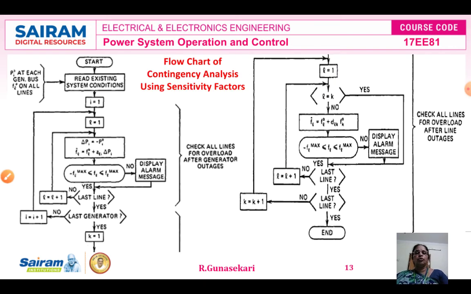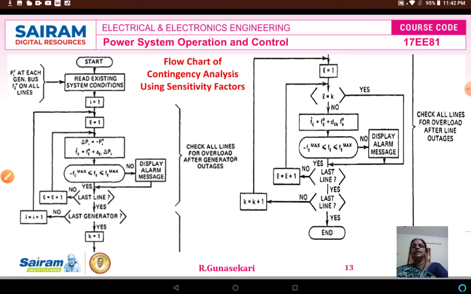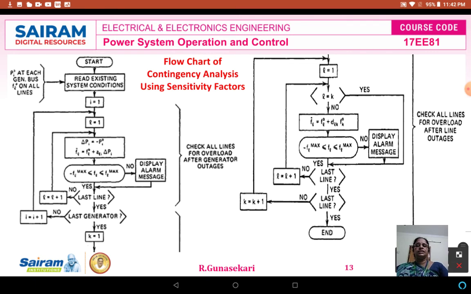Now we discuss the flow chart of contingency analysis using linear sensitivity factors. This is nothing but the checking of all the lines for overload after the generator outage. This flowchart checks all the lines for overload after line outage. The left hand side flowchart explains the generator outage, that is generator shift factors. The right hand side flowchart is the line outage distribution factor.